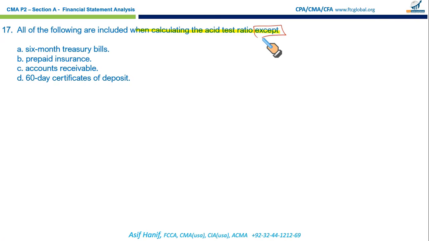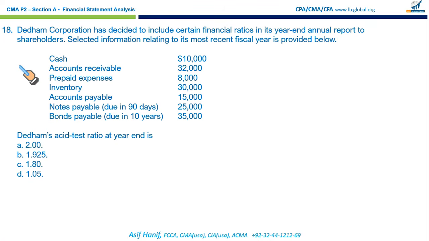6 months treasury bills, it's like marketable securities, it is included. Treasury bills are highly liquid. Prepaid insurance is not included. Inventory is not included. Account receivables is included because it is expected to be collected soon. 60 days certificate of deposit is short term and it's a near cash asset, it is also included. So this is excluded. Prepayments and inventory. What are we required to do?